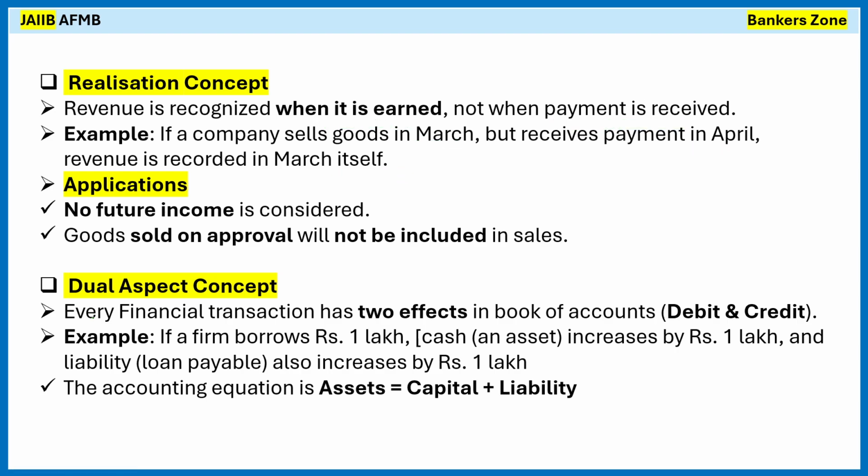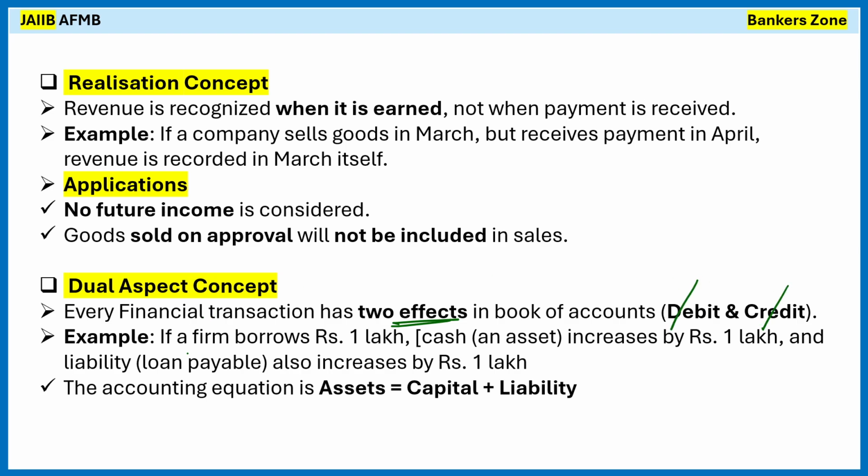With respect to the dual aspect concept, what is the dual aspect? Every financial transaction has two effects. In the books of account, for example, that is the debit and credit. If there is a debit, obviously there must be a credit. It is called the dual aspect concept. For every transaction there are two aspects, one is a debit and another is a credit.